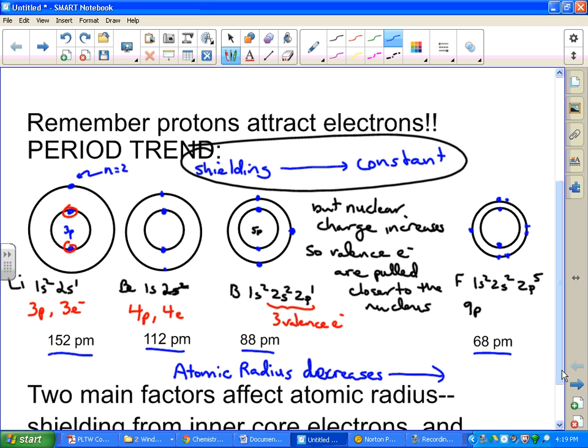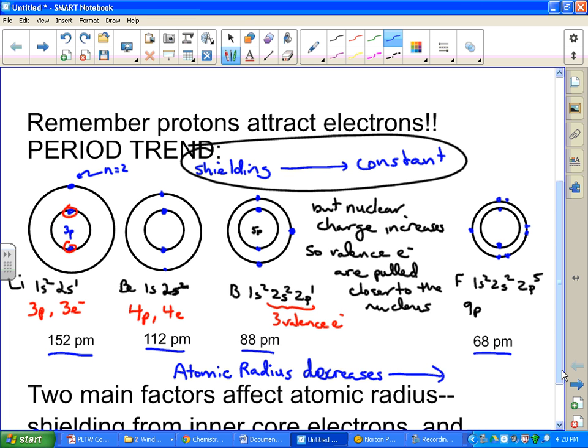because the number of inner core electrons is constant. So shielding is constant, or roughly constant. But nuclear charge increases because the atomic number, or the number of protons, increases from left to right. Lithium has 3 protons, beryllium has 4, boron has 5, carbon has 6. So the nuclear charge keeps increasing, and so those valence electrons get attracted more with each subsequent addition of a proton. And so elements at the left tend to be very large compared to elements at the right of a period.